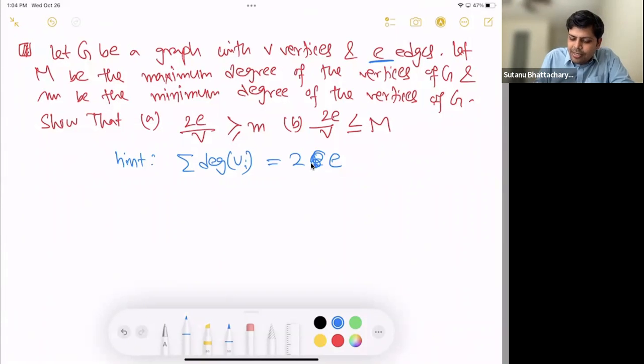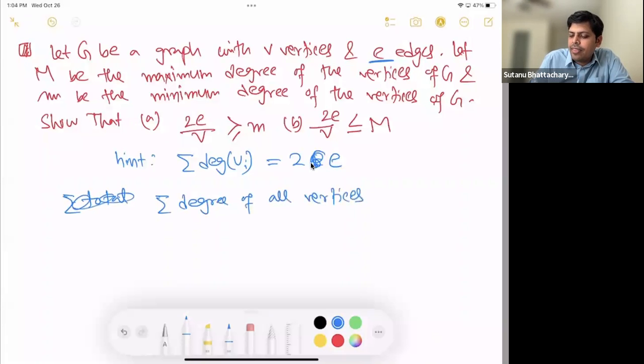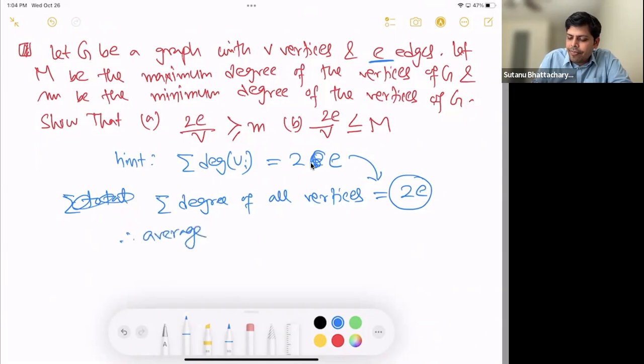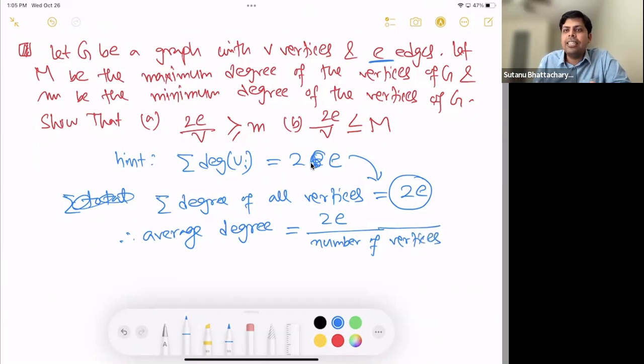Okay, let's first calculate the total summation of degrees of all vertices. It is 2E, right? From this equation, 2E is the summation of all degrees. So obviously the question would be, what is the average degree? The total divided by the number of vertices. If you divide 2E by the number of vertices, then you will get the average degree. So it is nothing but 2E by V, because V is the number of vertices. So we got this term 2E by V. It is the average degree.